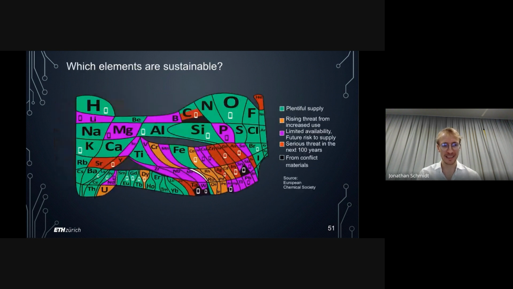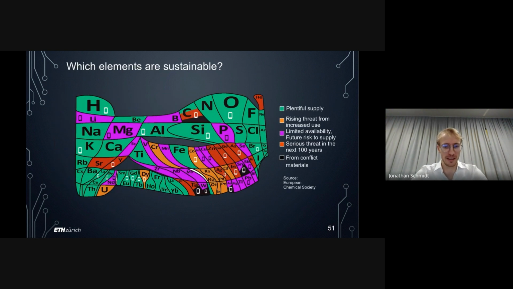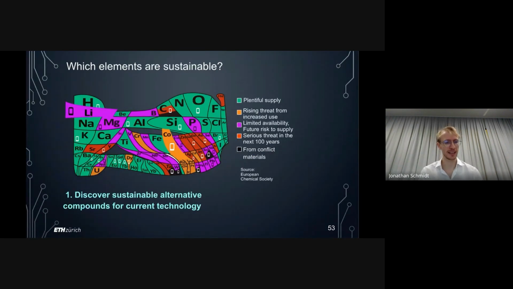But of course, nowadays it's very important that what we're doing is also sustainable. And so this is one of our main motivations. We can look at the periodic table here from the European Chemical Society and see which elements are more or less sustainable. Some examples like cobalt and lithium have problems associated with them, but are of course essential for technologies like batteries that we're using right now. Now for cobalt, material science has already found an alternative with lithium iron phosphate batteries, but not for lithium. And so for our research, motivation number one was to discover sustainable alternative compounds for current technology.